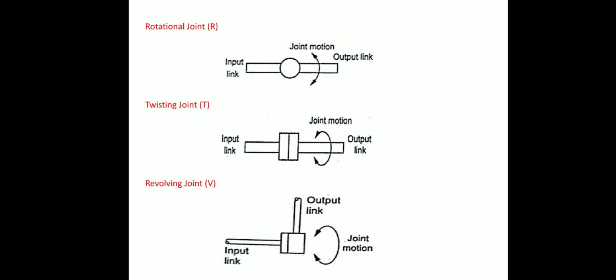Then the next one is the twisting joint. Twisting joint means the input link will be fixed, and the output link will be rotating about the same axis as the input link. Both links have the same axis, but the output link only rotates about the input link axis, so it is called a twisting joint. Then revolving joint means the output link will be perpendicular to the input link, but it will rotate about the input link axis. So it's called a revolving joint.